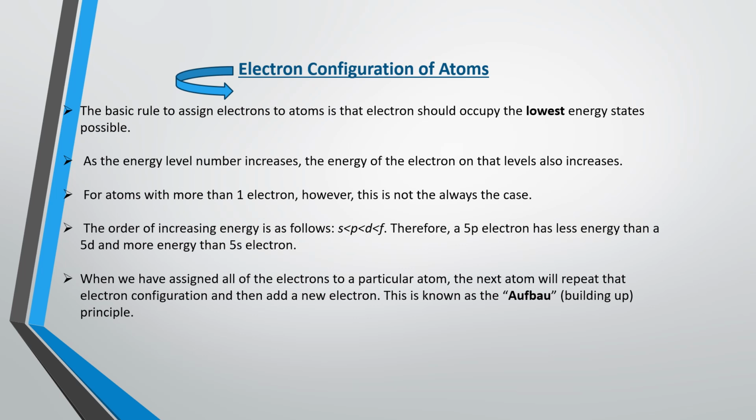When we have assigned all the electrons to a particular atom, the next atom will repeat the electron configuration and then add a new electron. This is known as the Aufbau, or building up, principle.